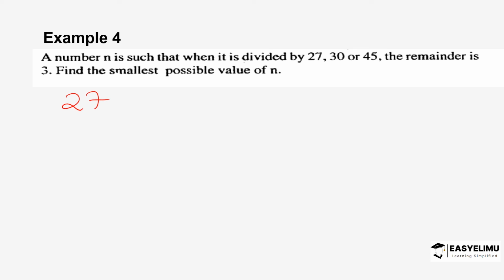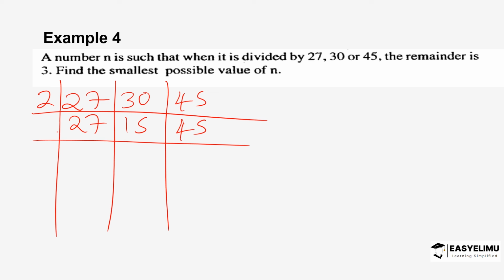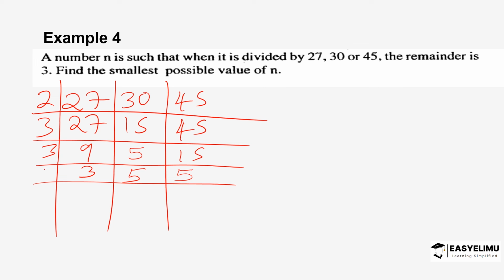So we have 27, 30, and 45. So we start with 2, 27 not divisible by 2, 30, 15, 45 not divisible. So you just transfer. Then you move to 3. So we have 9, 5, and 15. Again 3. We have 3, 5 not divisible by 3. Then 15 divided by 3 is 5. Again 3, 1, 5, 5 not divisible by 3. And finally 5, 1, 1, 1.